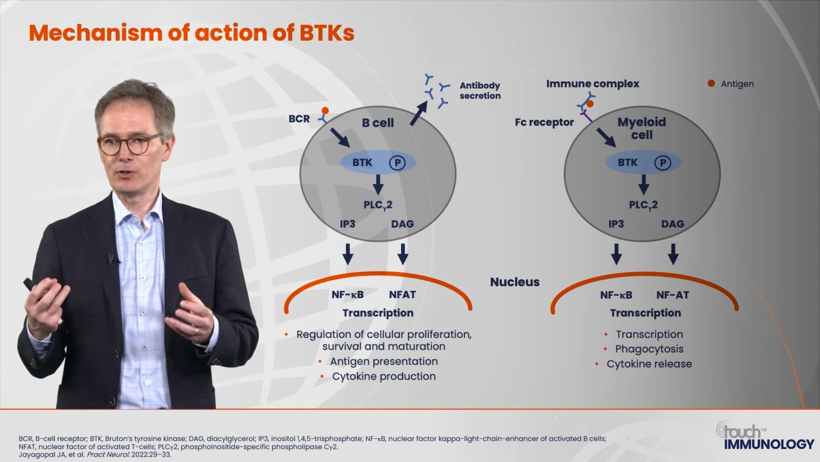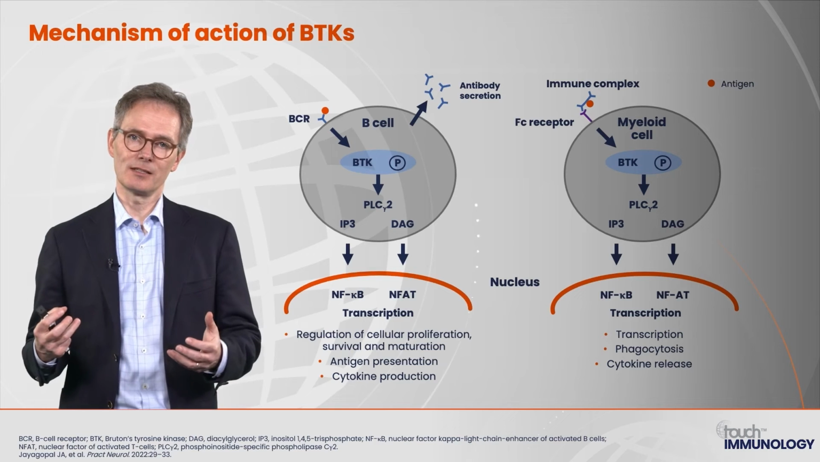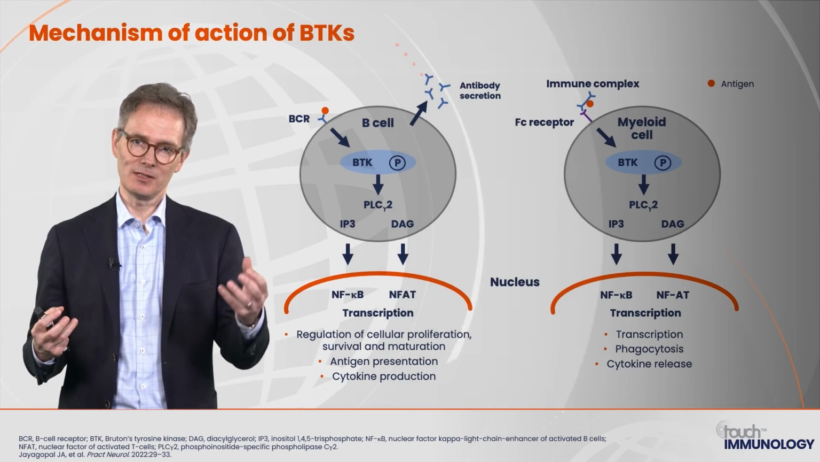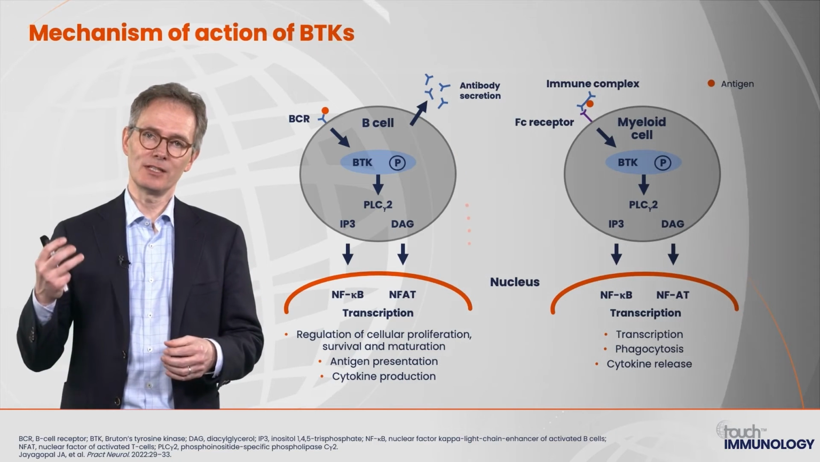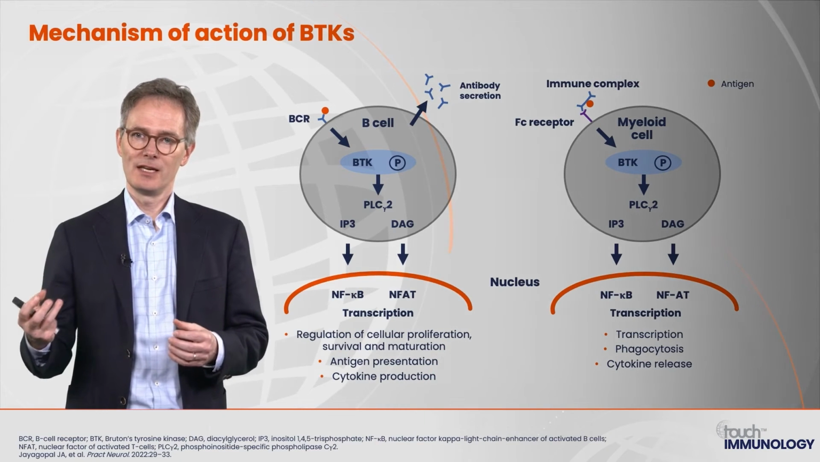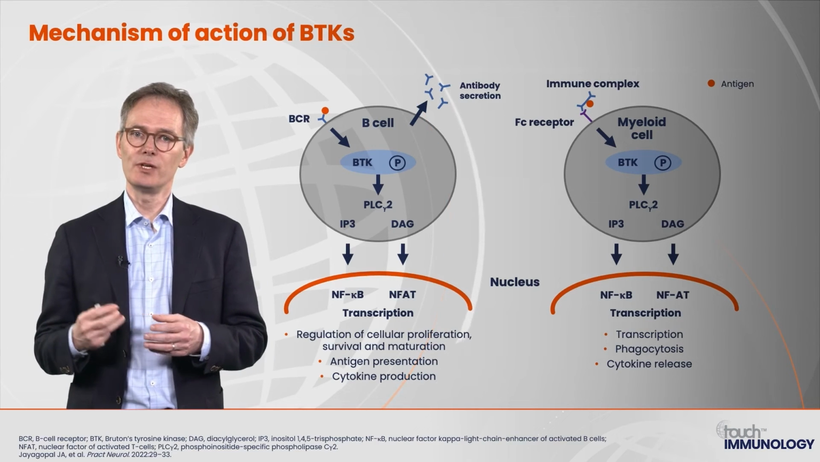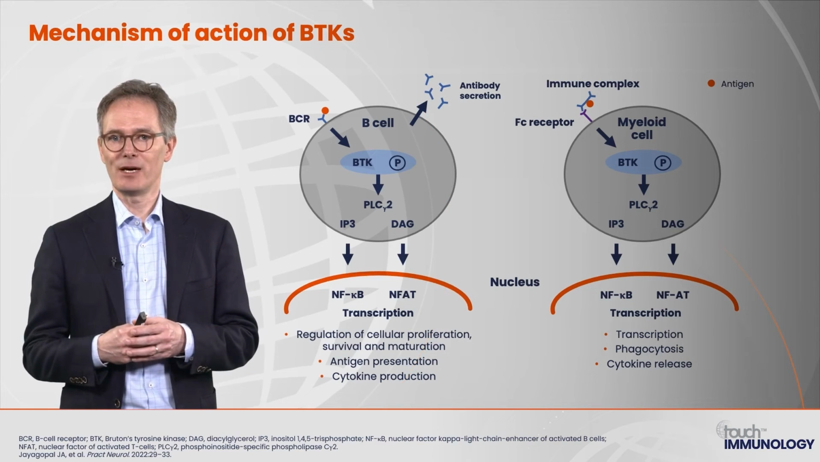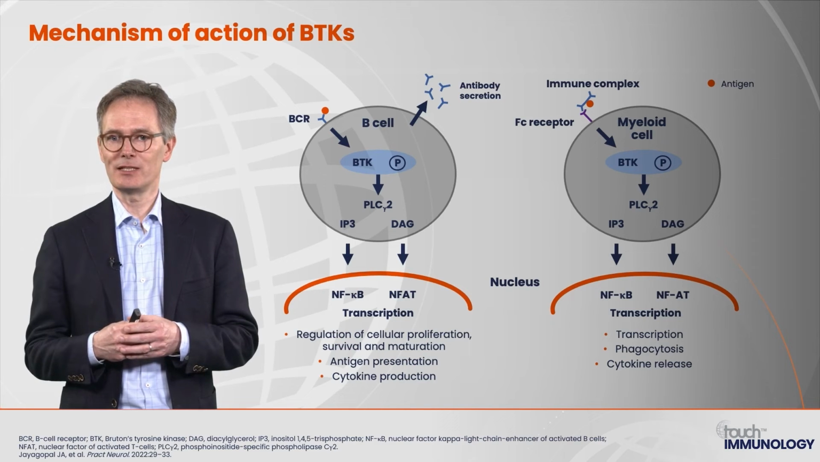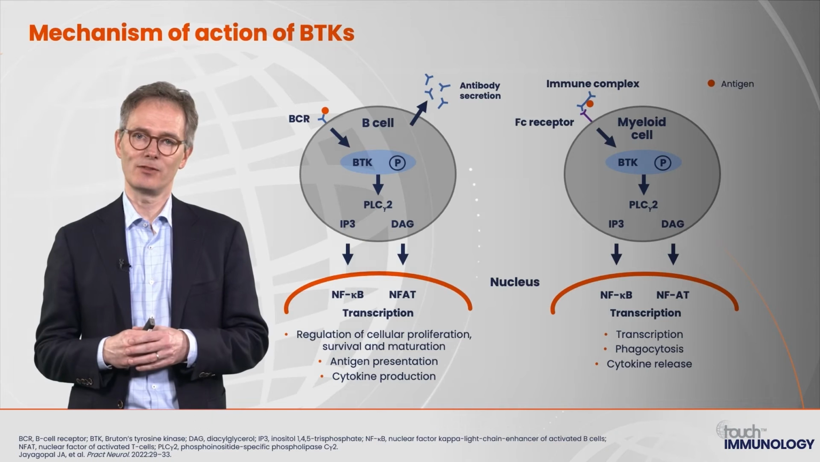So that's an important novel principle, that a drug in MS can not only target the adaptive immune system, in this case the B cell, but also the innate immune system, so myeloid cells, macrophages, microglia. Another important point is that BTK inhibitors could go into the CNS and thereby impact the immune response directly in the CNS, B cells, but also microglia and macrophages.